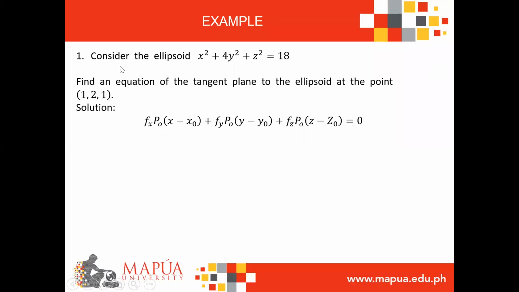So let's have this first example. Consider the ellipsoid x squared plus 4y squared plus z squared is equal to 18. Find an equation of the tangent plane to the ellipsoid at the given point (1, 2, 1).